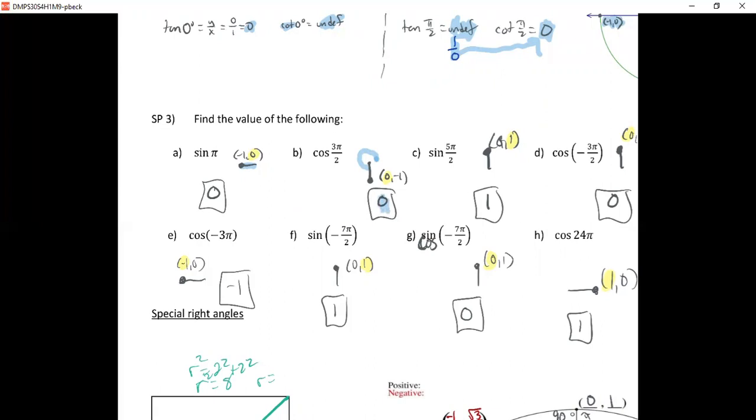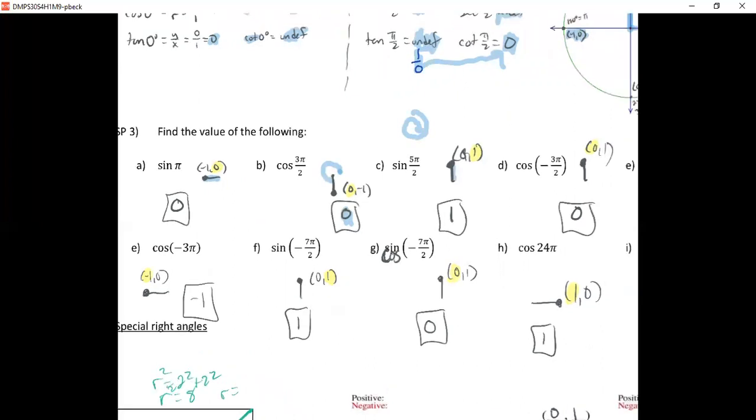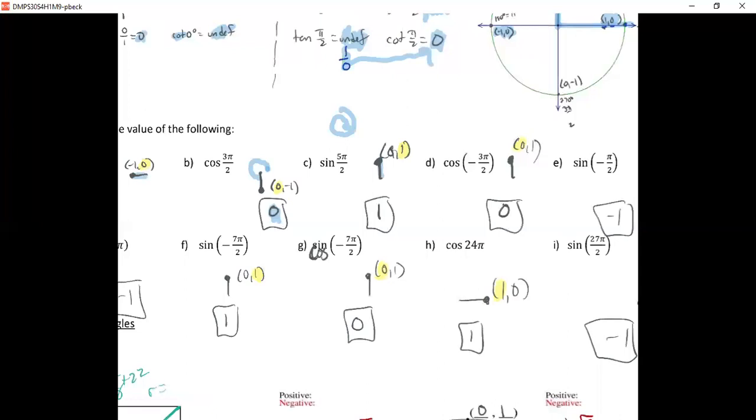5 pi over 2, let's look at this as pi over 2, 2 pi over 2, 3 pi over 2, 4 pi over 2, 5 pi over 2, means we're associated with the point 0, 1. And therefore sine is the y value, which is 1.